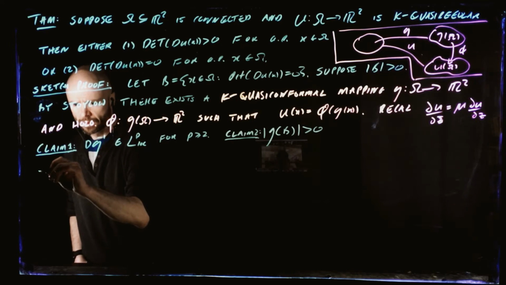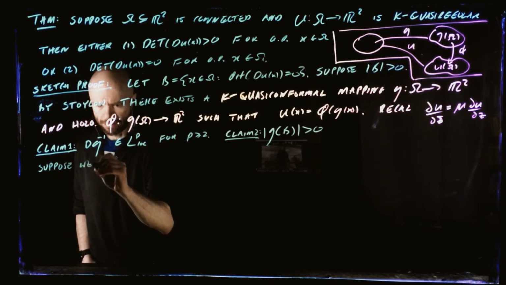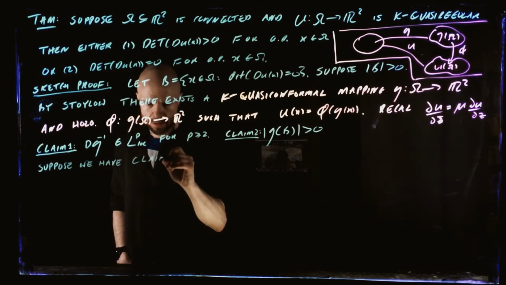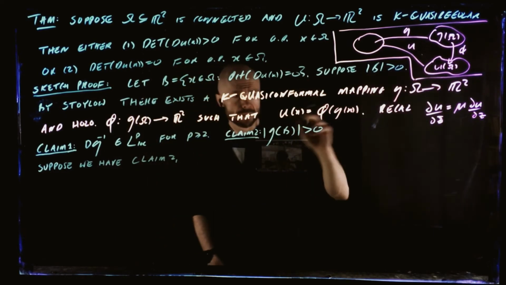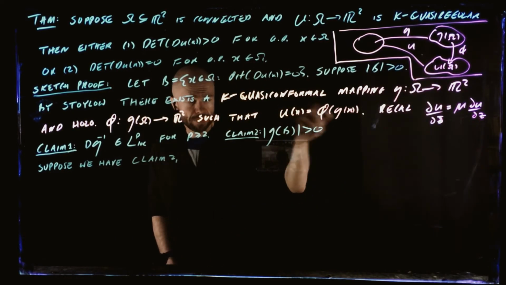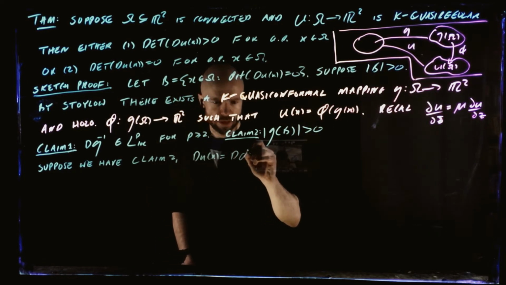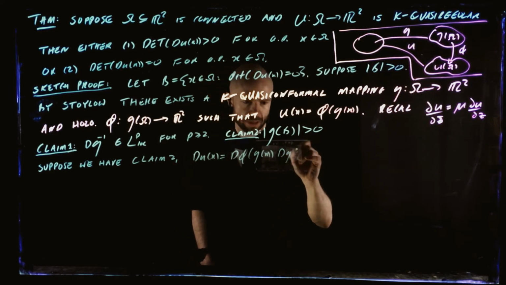So suppose we have claim 2, then let's just apply the chain rule and take the derivative of this thing. So we have du of x is equal to d phi of g of x times dg of x.